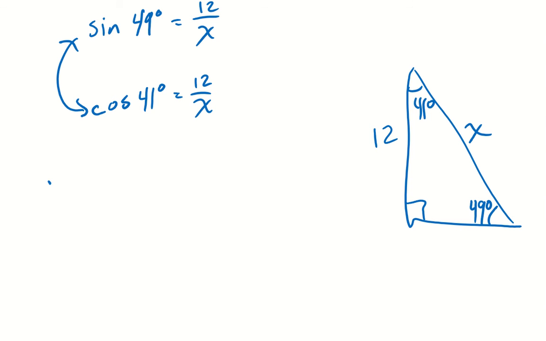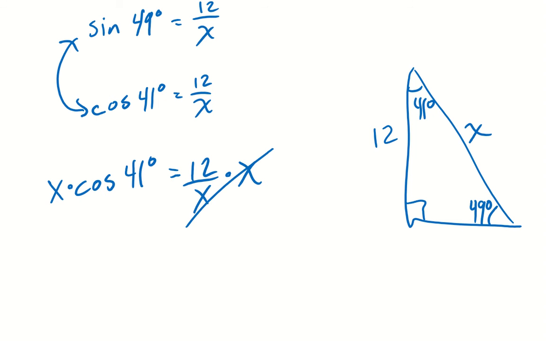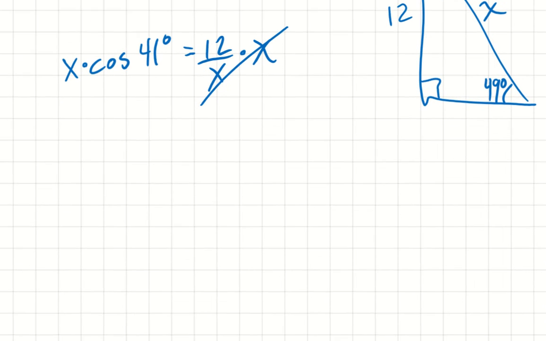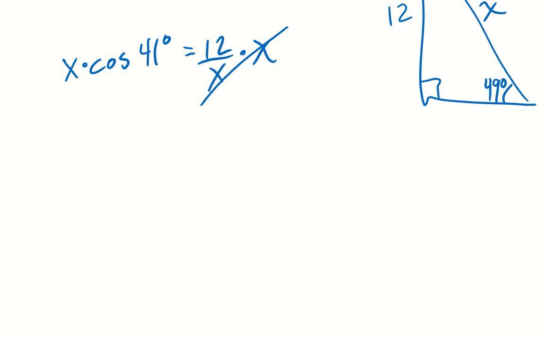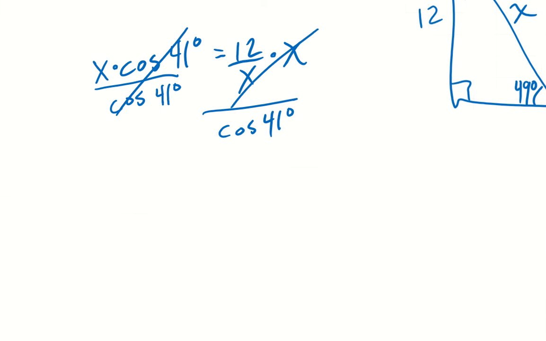So I'm just going to solve one of them, but basically what you would do is you'd multiply both sides by x. x times the cosine of 41 degrees equals 12 over x times x. x's cancel. Then we would divide both sides by cosine of 41, right? Because we want to get the x by itself. So then these two cosines cancel out, and then you have 12 over the cosine of 41.